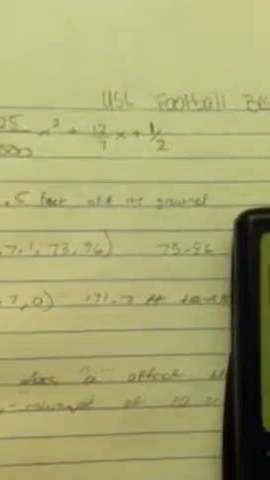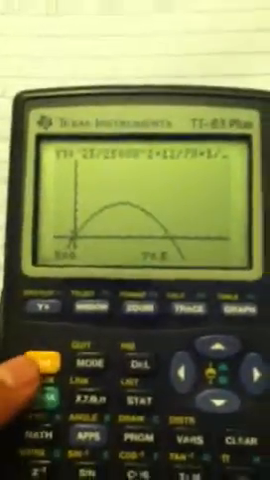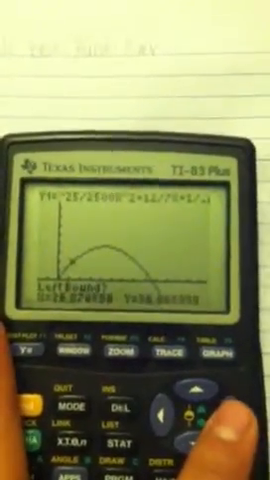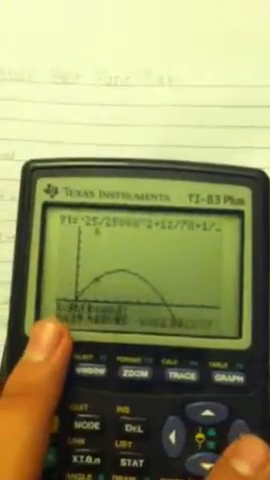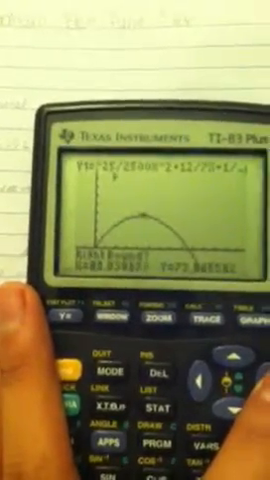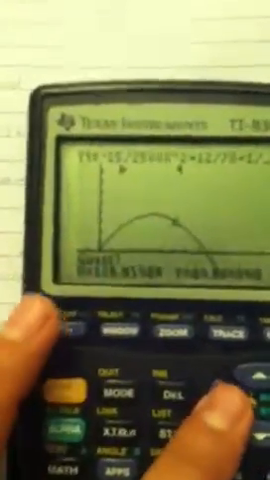For letter B, the question is, what is the highest height the football reaches in the air? Which is pretty much asking for the maximum of our graph. So to find the maximum, we have to press second calc and go to maximum. And for the first part of finding the maximum, we have to get the left bound, then the right bound, and then the last step is that we guess.